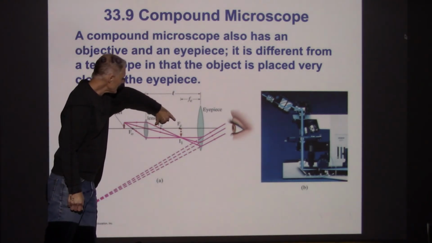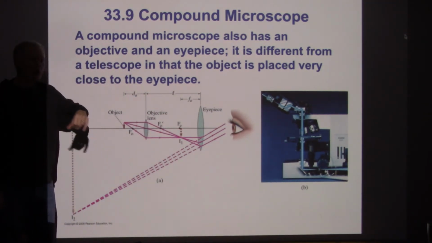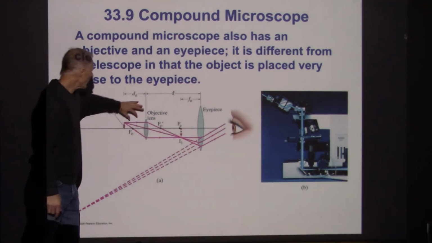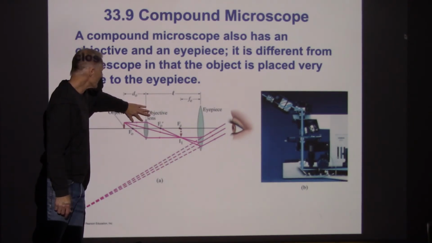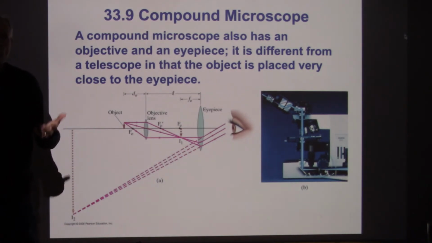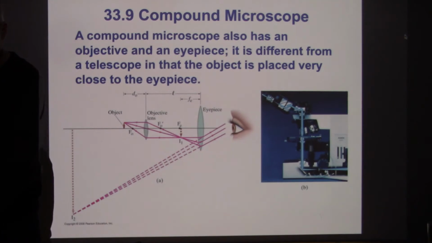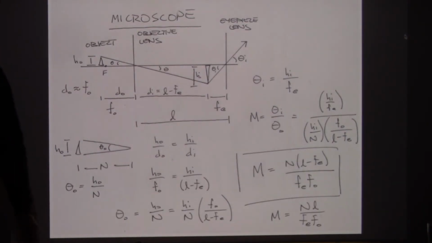But if we can get the length of the microscope to be 100 times the focal length of this lens, then we can get a magnification of 100 just from that first lens, and then with the eyepiece we can get additional magnification. Let's see how this is going to work.